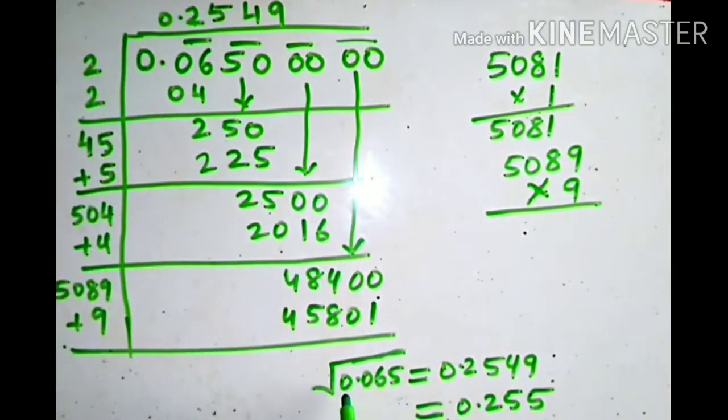So square root of number 0.065 is 0.2549, but these are 4 decimal places. We will round off 4th place to 3. This number is 9, which is more than 5. So we will skip this number and increase 1 in 4. So the answer becomes 0.255. That's the answer.